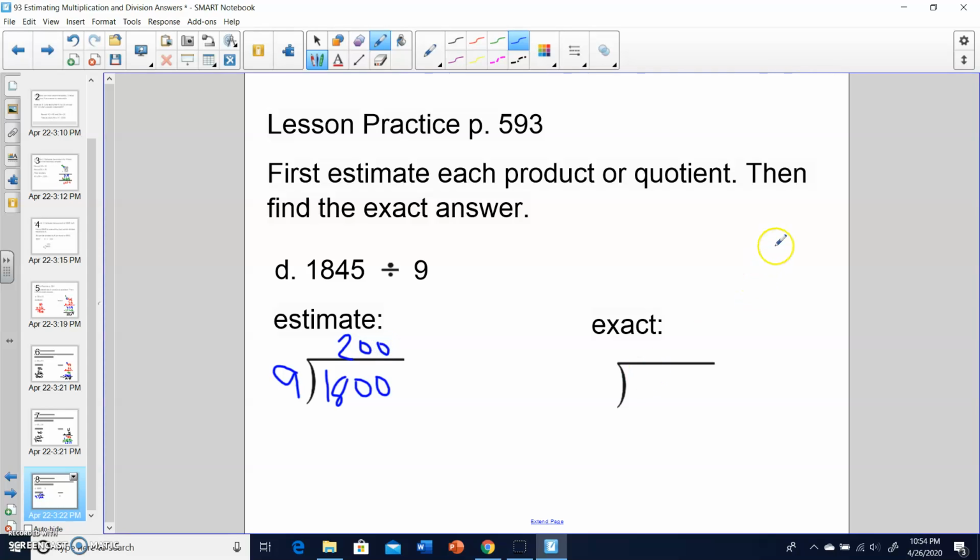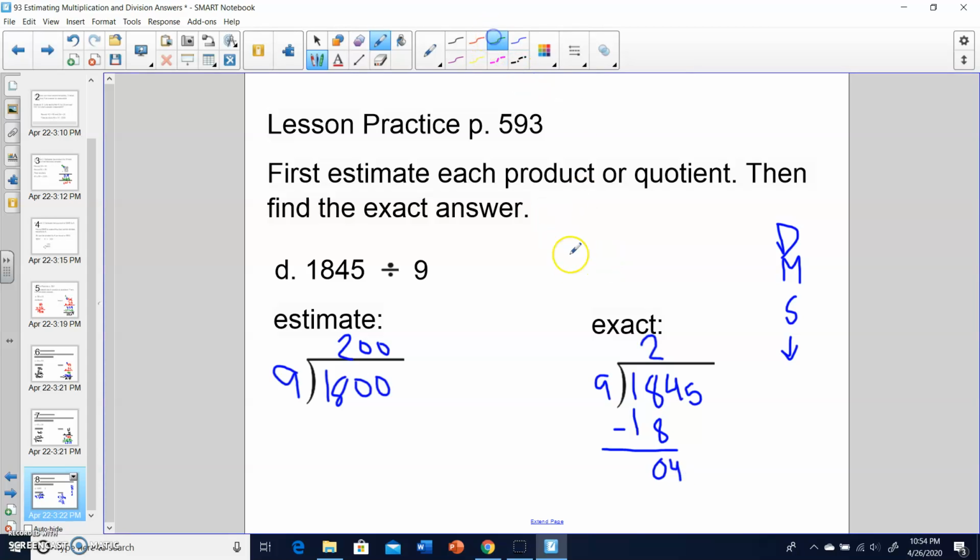Now I need to check with my long division. So my steps for long division, remember, are divide, multiply, subtract, and then bring down. Okay, so 1845 divided by 9. Okay, 18 divided by 9 is 2. Multiply, 2 times 9 is 18. Okay, keep going. My next step is to subtract. 18 minus 18 is 0. And then my next step is to bring down. So I'm going to bring down the 4.